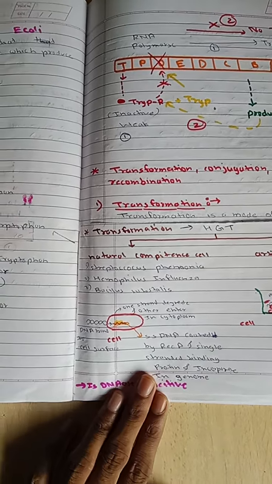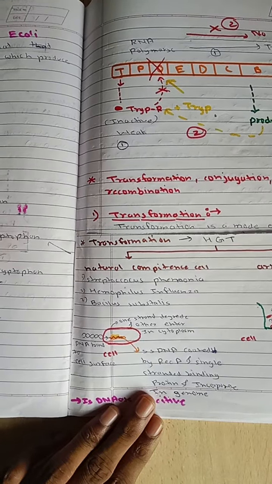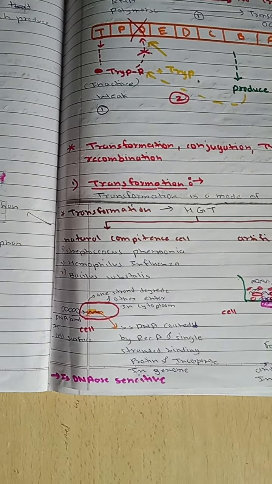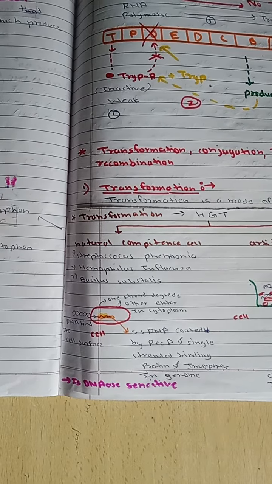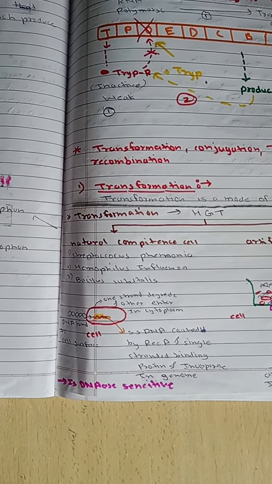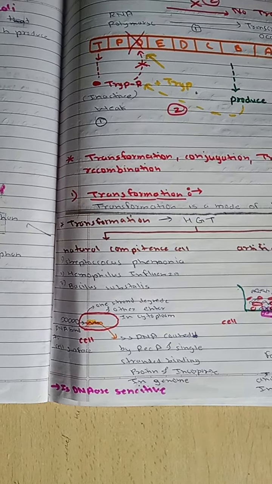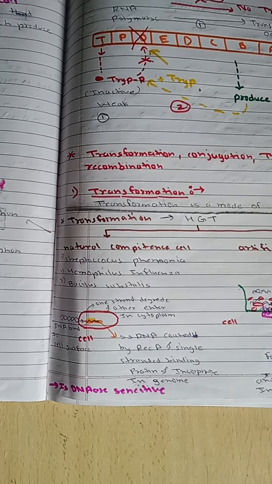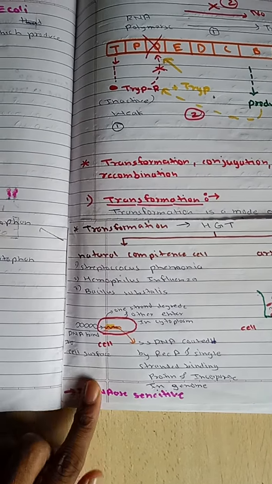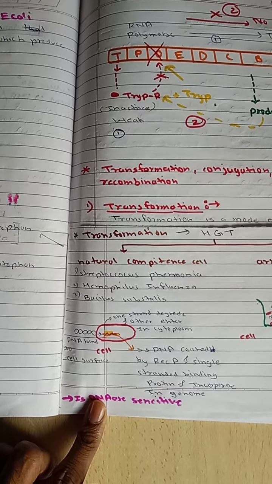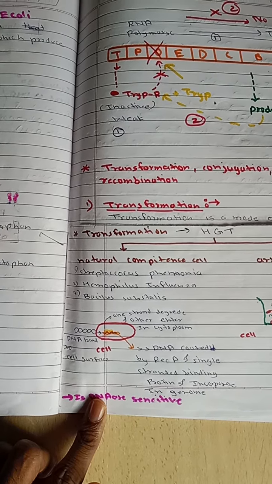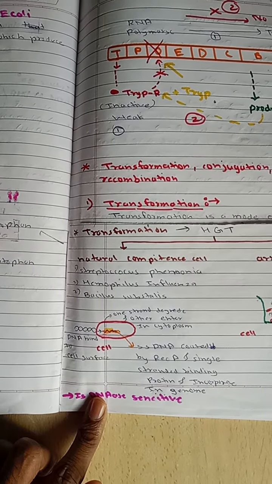First we discuss natural competence. It means the cells take DNA from the environment, and these cells are known as competent cells. This transformation occurs naturally in Streptococcus pneumoniae, Haemophilus influenzae, and Bacillus subtilis. These are three bacteria in which natural competence occurs.